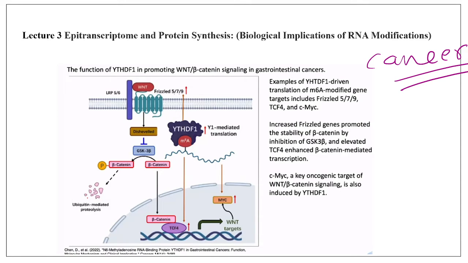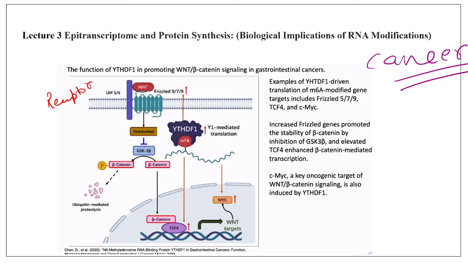So the Wnt pathway starts by the Wnt protein coming and binding to its receptors, Frizzled and LRP. Frizzled can have various variants: 5, 7, 9. LRP can have variants 5 or 6. So Frizzled and LRP6 are the two receptors. Wnt comes and binds. This leads to the production of another protein, Dishevelled, and this Dishevelled protein inhibits the activity of GSK3 beta.